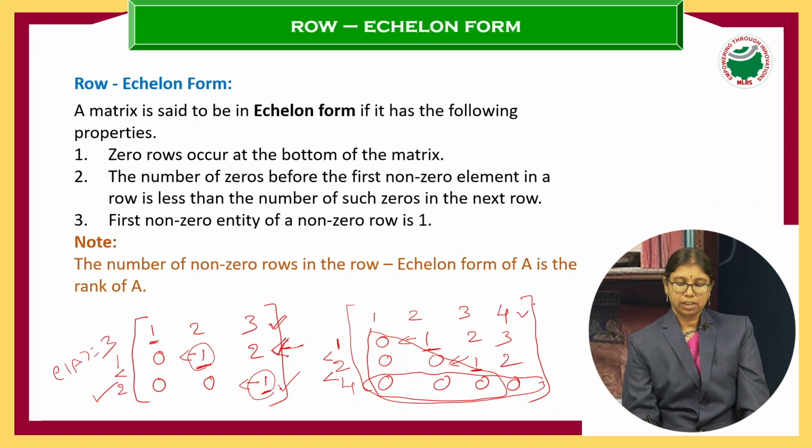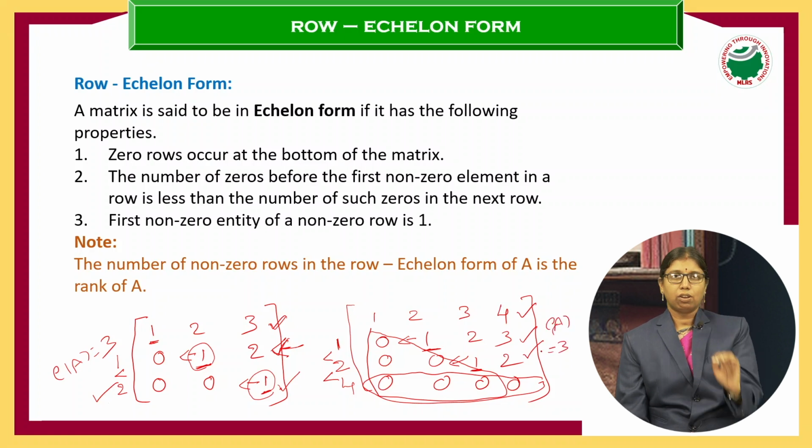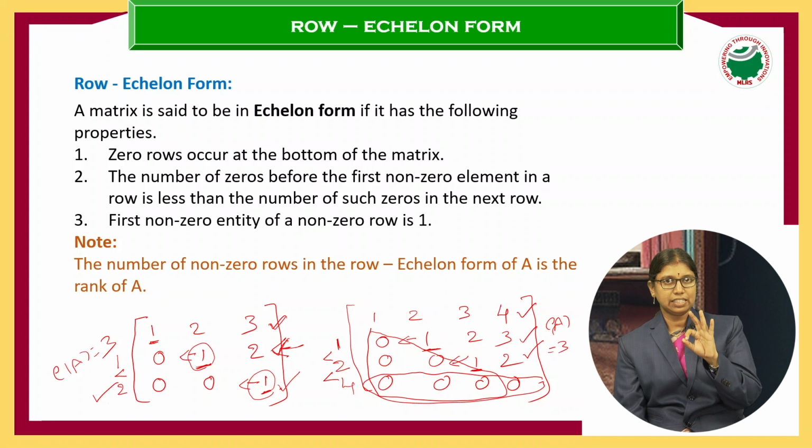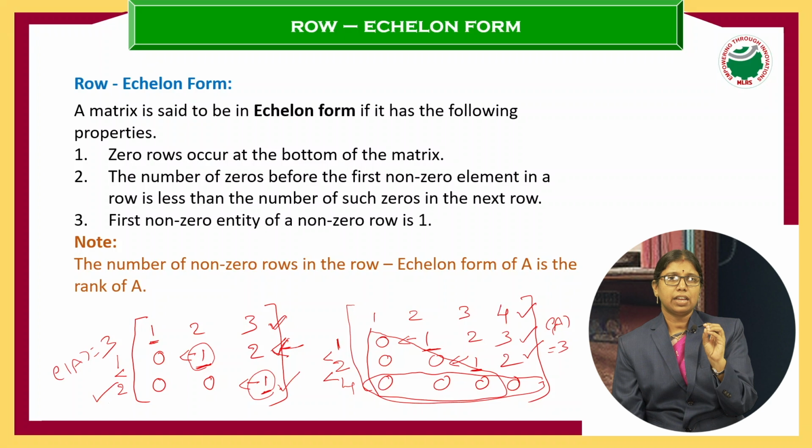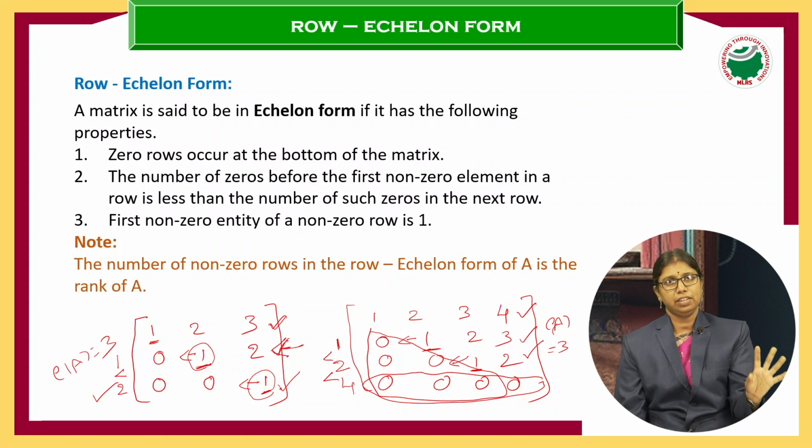In the next example, here also I have 3 non-zero rows. The fourth row is a 0 row. So here the rank is equal to 3 only. So this is the echelon form. Echelon form means it has to satisfy 3 conditions. If there is any 0 row, it must and should be at the bottom of the matrix. The number of zeros before the non-zero entry in a non-zero row must and should be less than such zeros in the next row. And the third condition is the first non-zero entry in a non-zero row must and should be 1. So if any matrix satisfies these 3 conditions, then the number of non-zero rows in the echelon form is chosen as the rank of the given matrix.